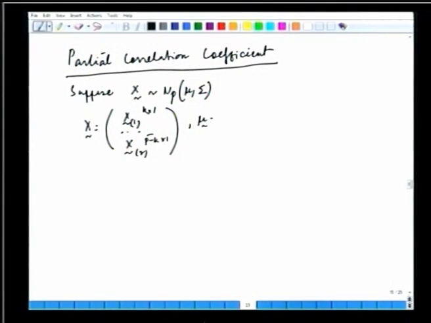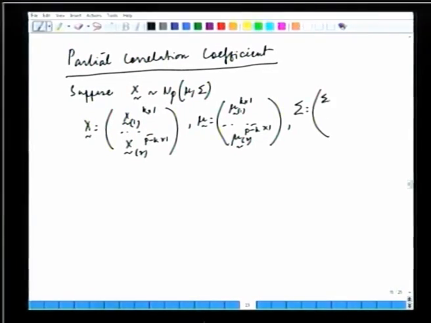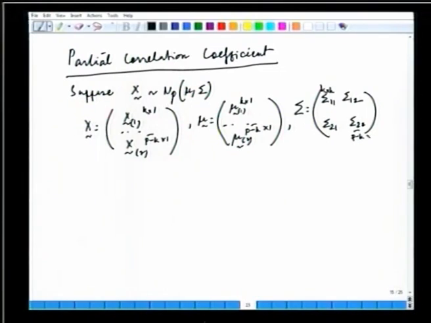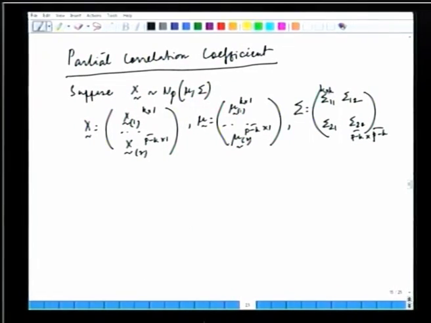Consequently, I have mu also partitioned in a similar manner, mu 1 and mu 2, p minus k cross 1, and sigma, the variance covariance matrix, has been partitioned in the way sigma 1 1, sigma 1 2, sigma 2 1 and sigma 2 2. This is k cross k, this is p minus k cross p minus k, and the off-diagonal blocks will be of the relevant appropriate dimensions, k by p minus k, p minus k by k.